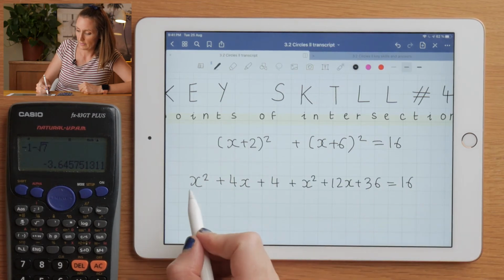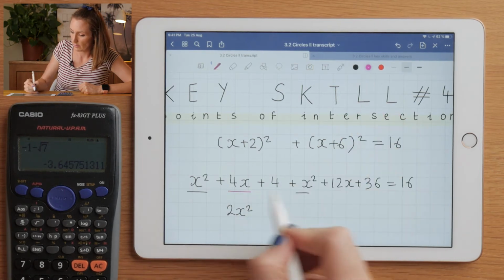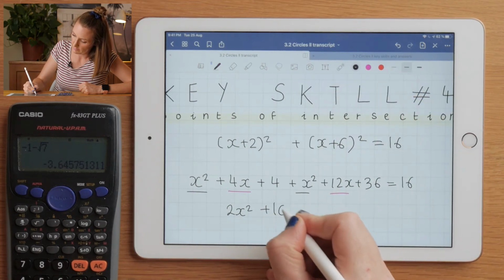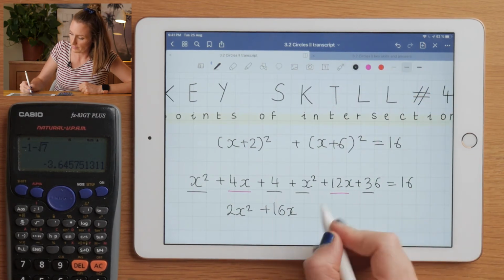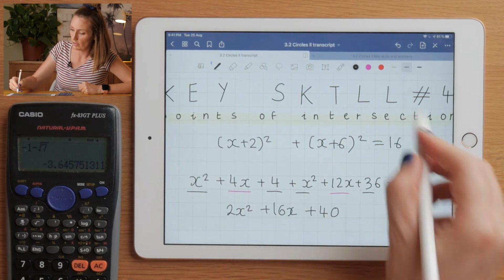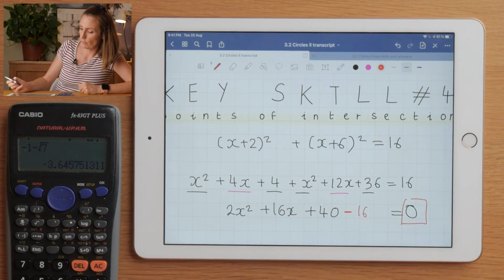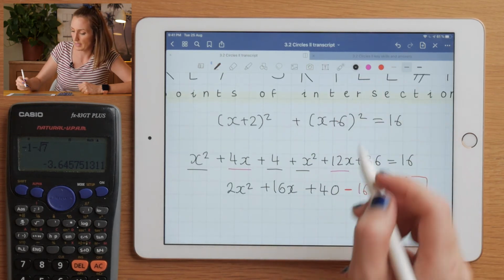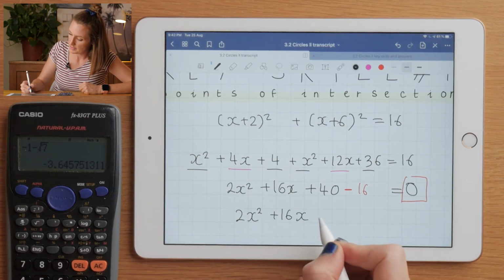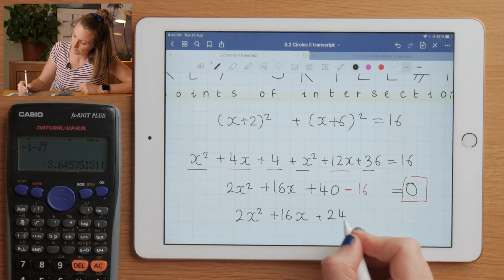Okay, then you want to collect the like terms, so 2x squared, 4x and 12x is going to be 16x, plus 4 plus 36 would be plus 40. And in a quadratic equation, you always want one side to be 0. So I'm going to bring the 16 over to the other side and have it as a minus 16. So that'll leave us with 2x squared plus 6x plus 24.